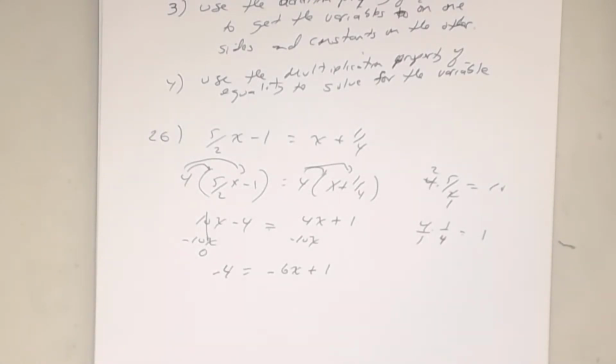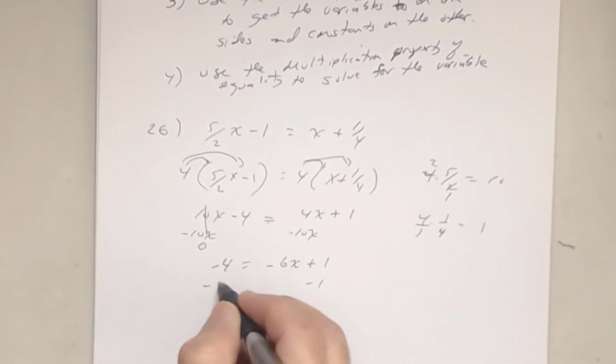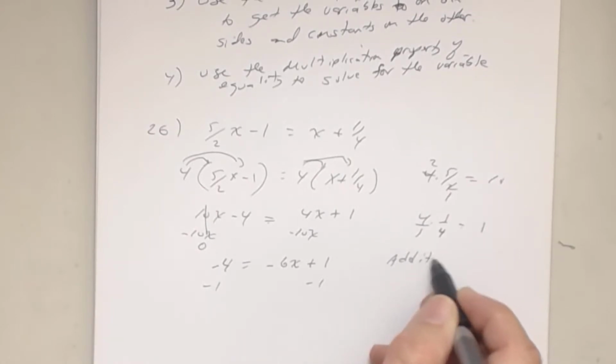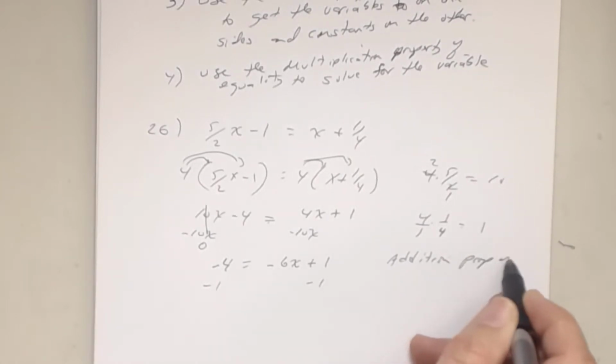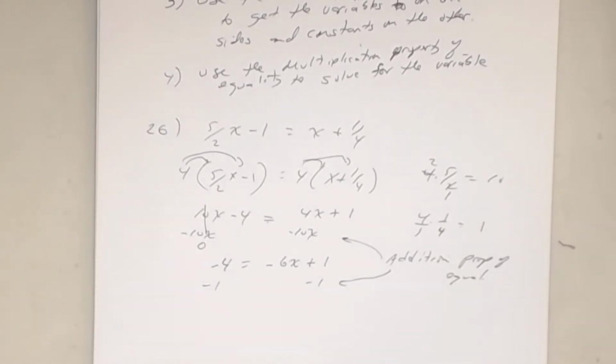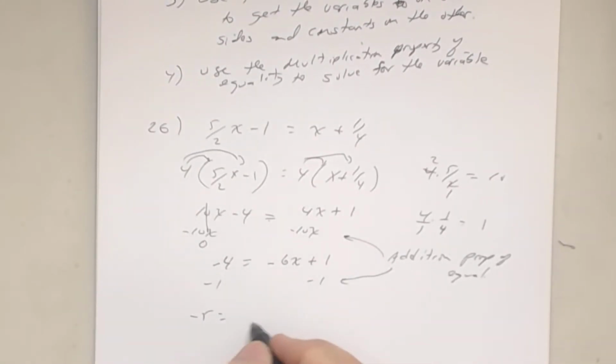What's the next step? Subtract 1 from both sides. I'm aligning my like terms. Remember, I'm using the addition property of equality. Whenever we use the addition property of equality, almost all the time, we combine like terms next. What's negative 4 and a negative 1? Equal? Negative 6x, because 1 and a negative 1 is 0. And in one more step you're done.